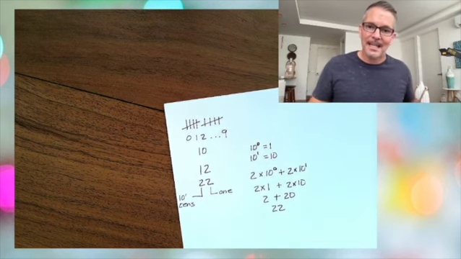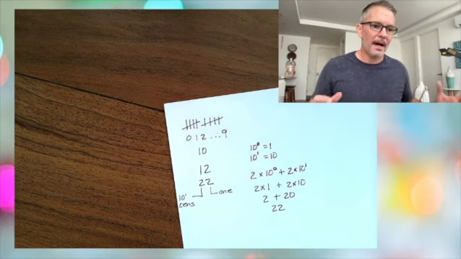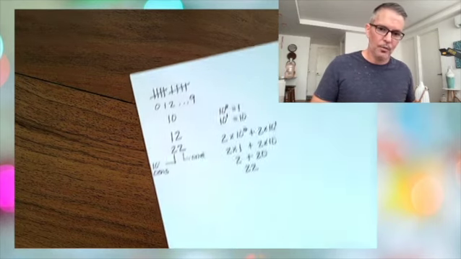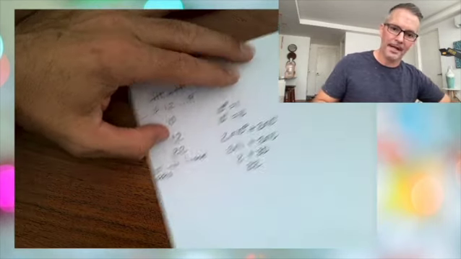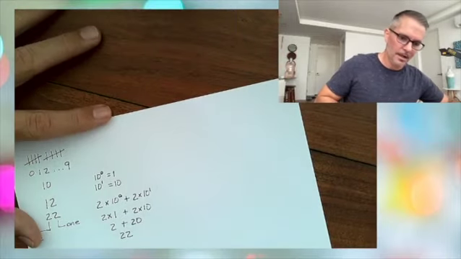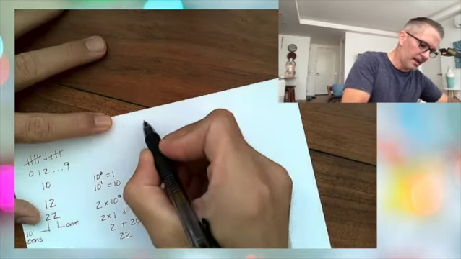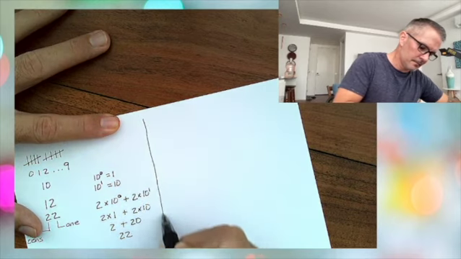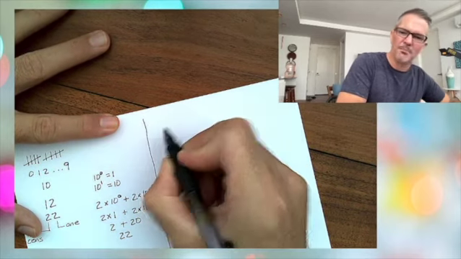So let's think now about how the binary system works. When I represent a number in binary, let's come over here. When I represent a number in binary, I'm just going to make a number up.